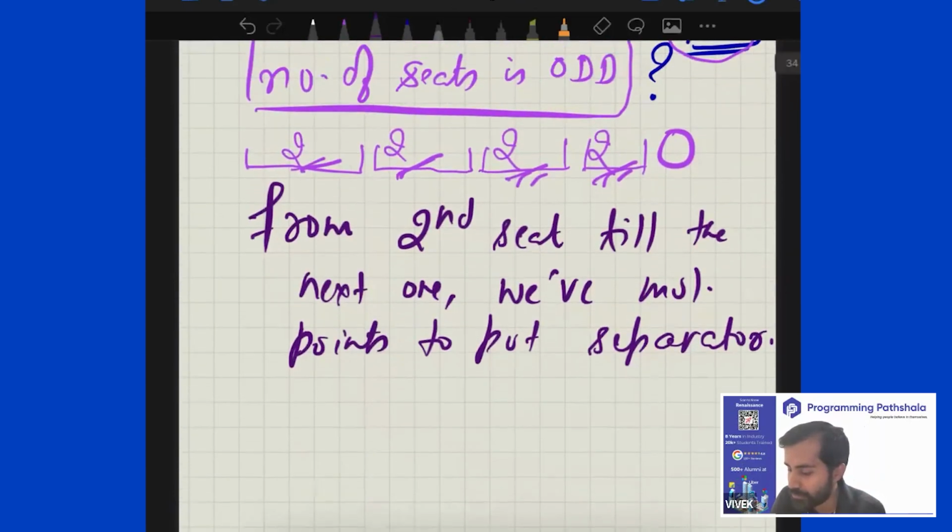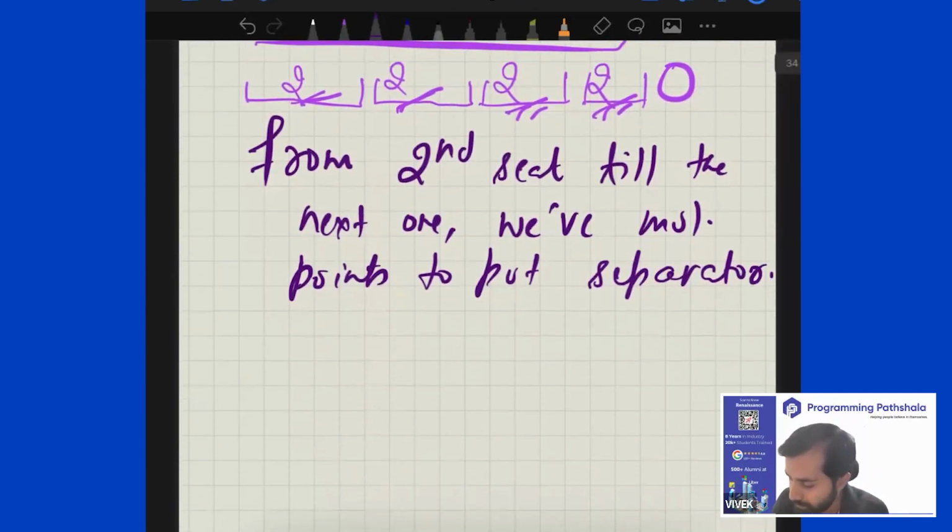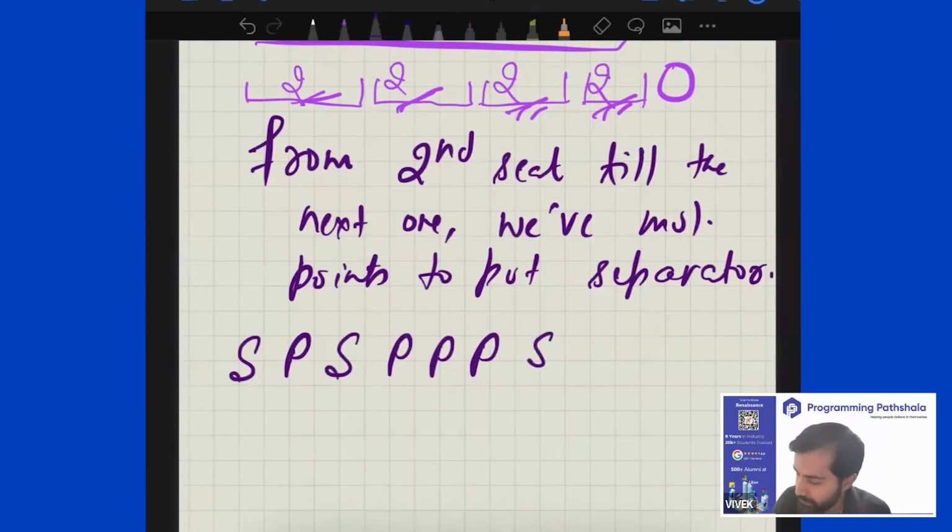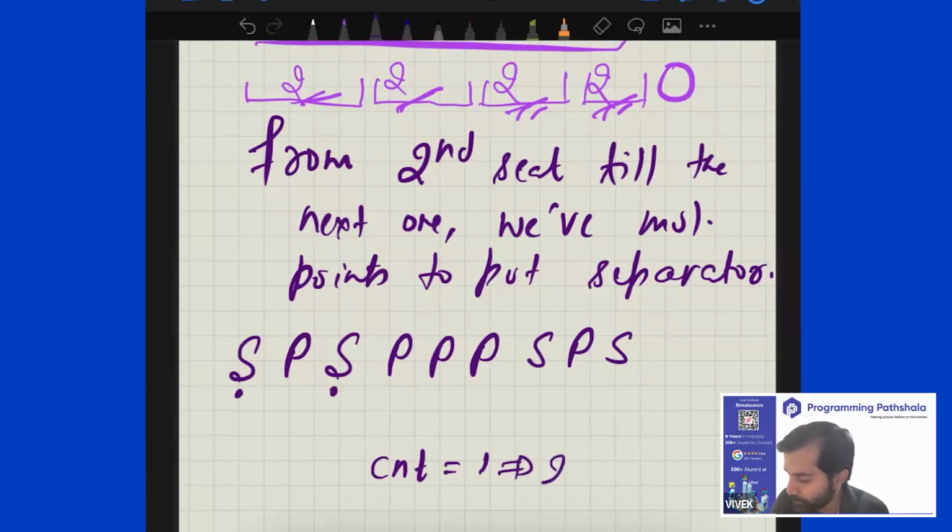If you just go back to that very simple example that we had taken, I'm just rewriting it. Let's say you have a seat, plant, seat, plant, plant, plant, seat, plant, seat, something like this. So let's say you are maintaining a count of seats. Okay. So initially the count is 0. Now you saw a seat, so the count would become 1. When you see another seat, the count would become 2. Now, from the second seat onwards, the moment you got a second seat, till the next one, what is the next one?